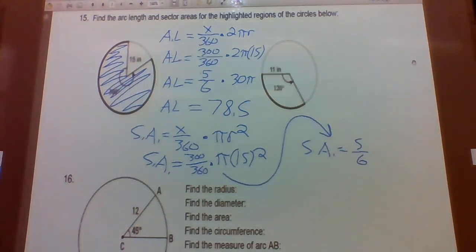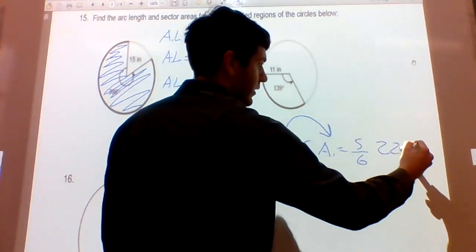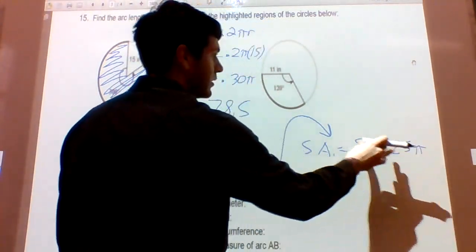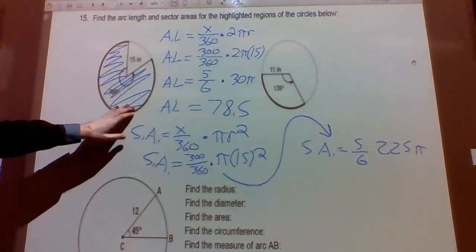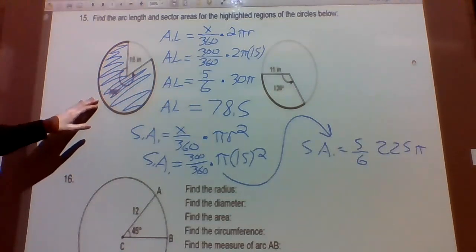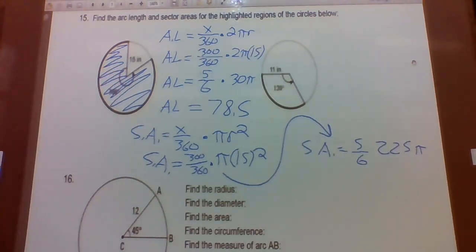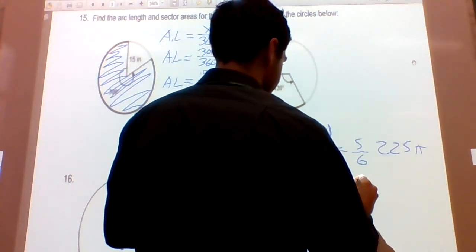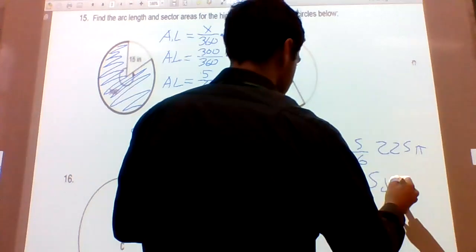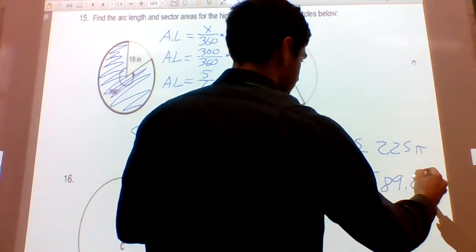15 squared is 225, so 225 pi. So the area of this circle is 225 pi. We don't want the area of the whole thing. We only want the area of 300 out of 360 of it, so only 5/6 of it. So 225 pi times 5 divided by 6 is 589.0.